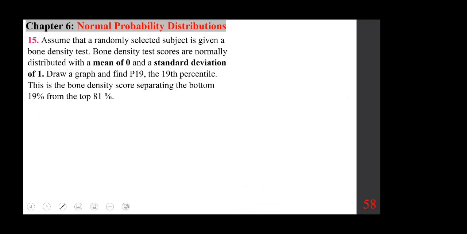Assume that a randomly selected subject is given a bone density test. And it gives us the mean, which is 0, standard deviation, which is 1, which in essence, we are looking at the z-score again. Draw a graph and find P19. What is P19? The 19th percentile. This is the bone density score, separating the bottom 19% from the top 81%.